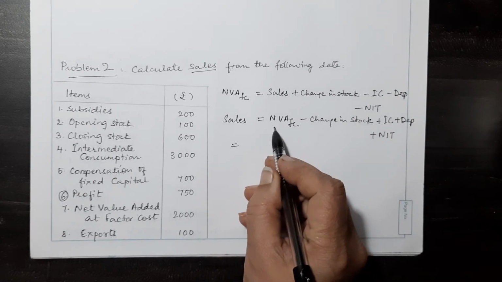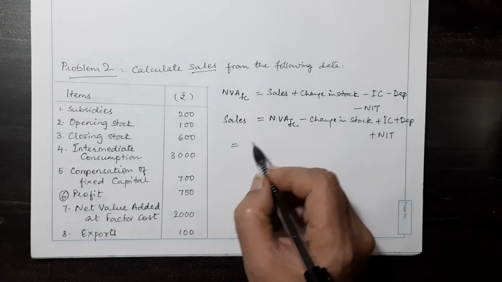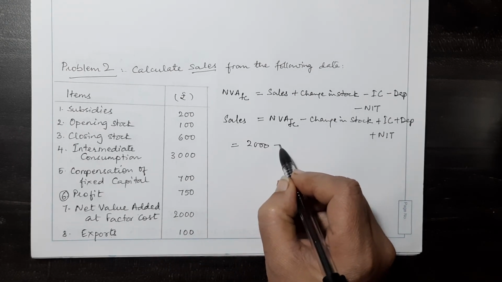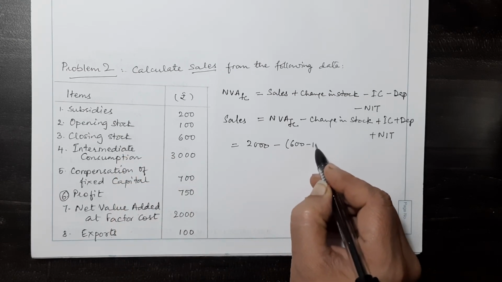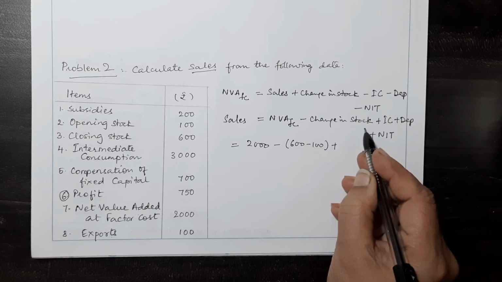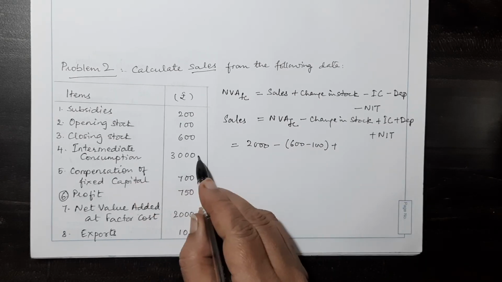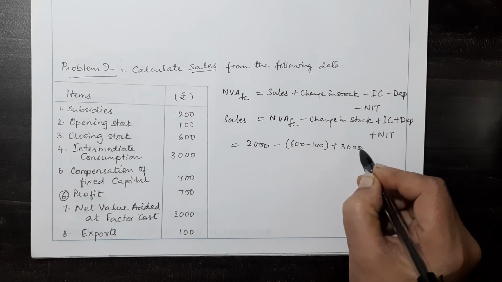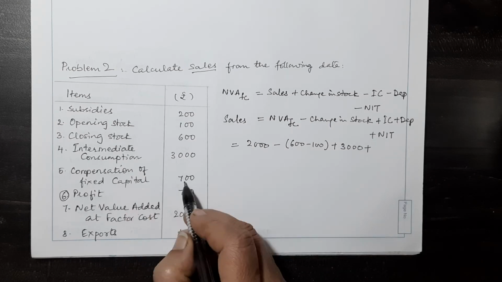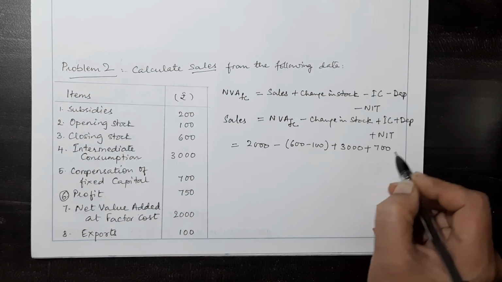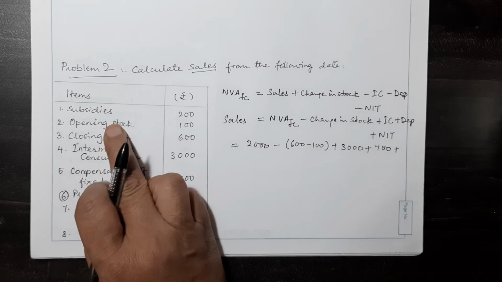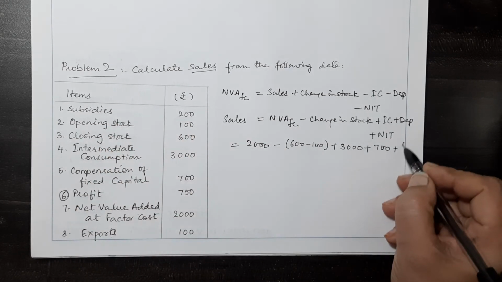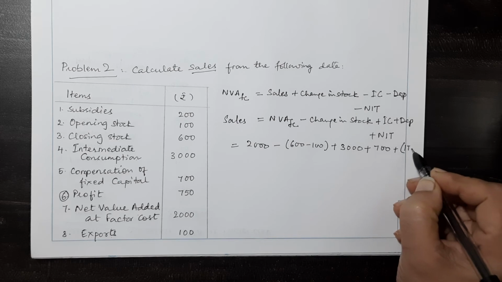So, we will put on the values now. NVAFC is given to us as 2000 minus change in stock, which is closing stock minus opening stock, which is 600 minus 100, plus intermediate consumption. Intermediate consumption is given to us as 3000 plus depreciation, which is consumption of fixed capital, 700, plus net indirect taxes. Are we given net indirect taxes? We are not given indirect taxes, but we are given subsidies. So, subsidies will be indirect taxes minus subsidy. So, here will be minus 200.